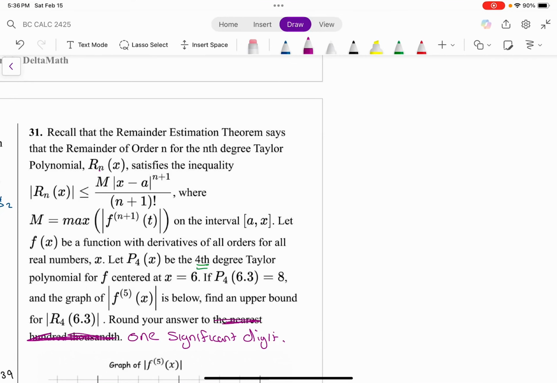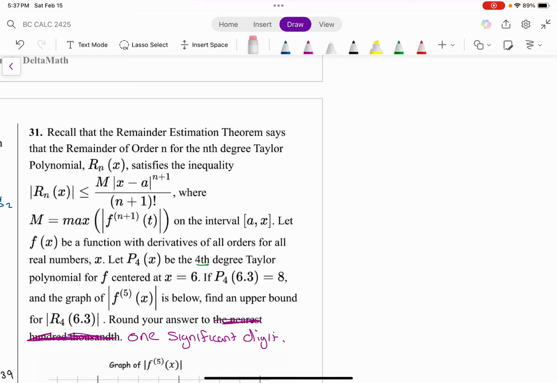Okay, this video says, recall the remainder estimation theorem says that the remainder of order n for the nth degree Taylor polynomial R_n of x satisfies this inequality. Okay, where M is the maximum of the absolute value of the n plus first derivative on the interval a to x. Let f be the function with derivatives of all orders.